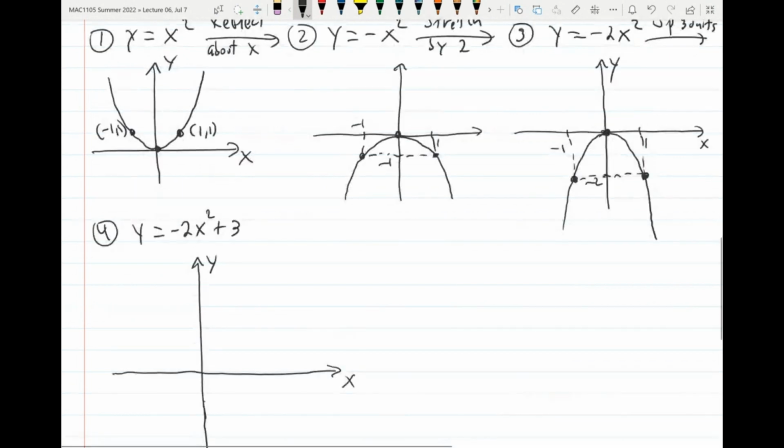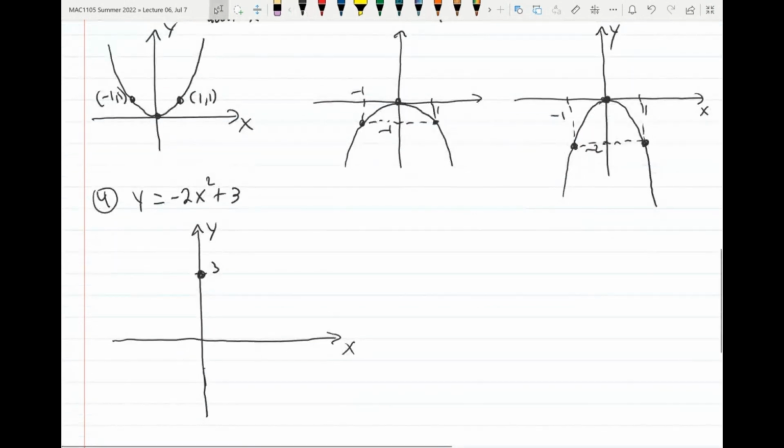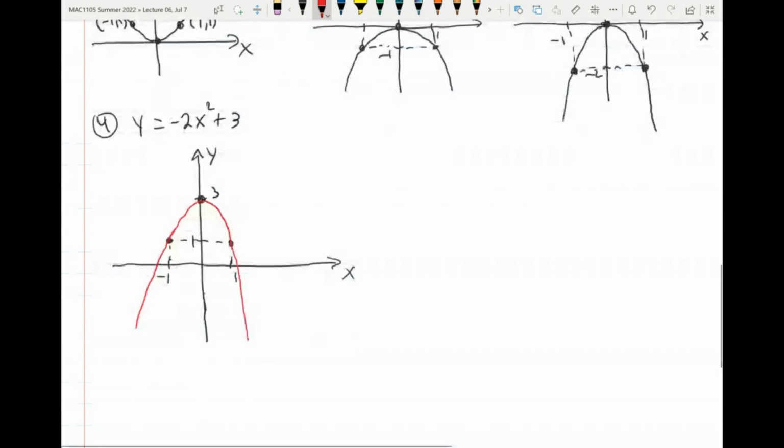So let's see, 0, 0 is going to go up to 0, 3. Then 1, -2 is going to go up to 1, 1. And then -1, -2 is going to go up to -1, 1. So we get this sort of picture.